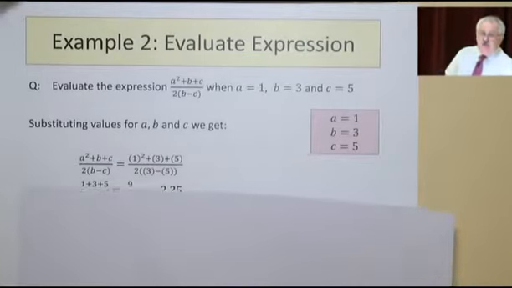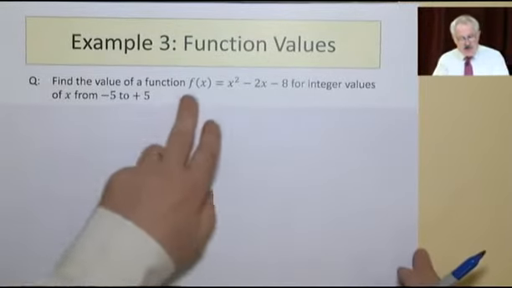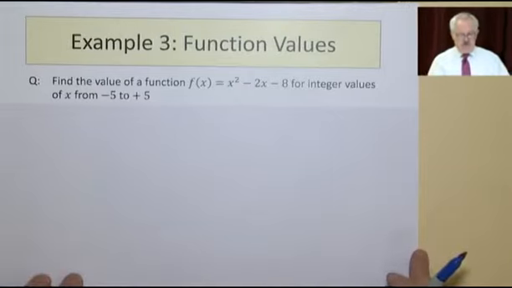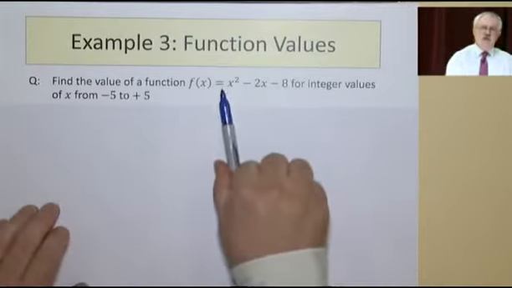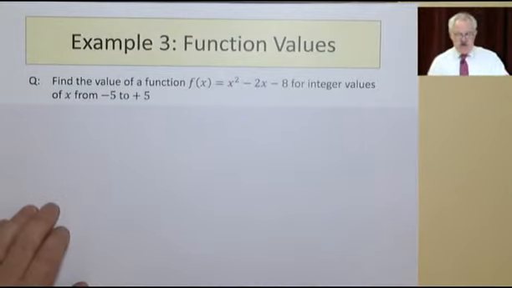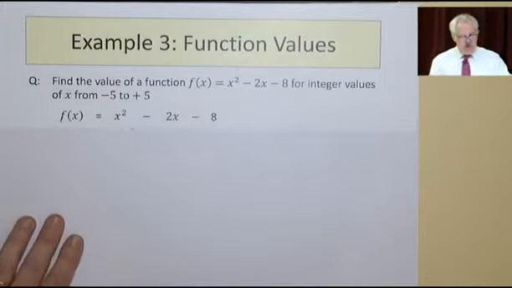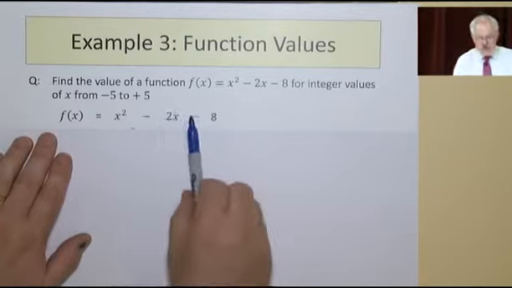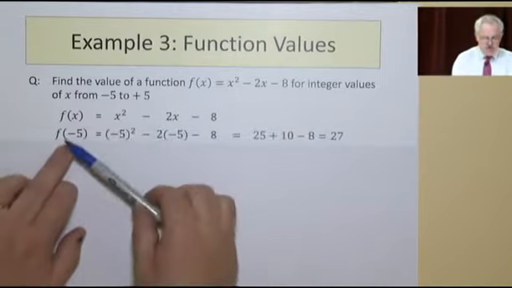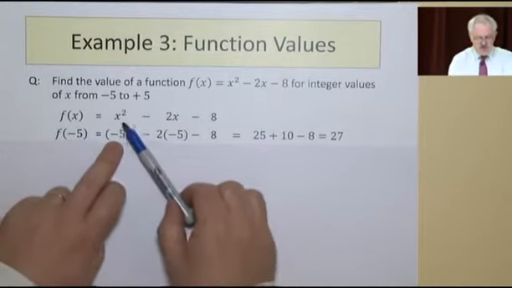Sometimes the question comes up in a different part of your program, and it says find the values of a function for integer values between minus 5 and plus 5. So here's a quadratic equation, f(x), or y, is equal to x squared minus 2x minus 8. And you're asked now to plug in values for x. So you just write them out, sometimes in a table maybe. And you start with minus 5. So everywhere you see x, you put in minus 5.